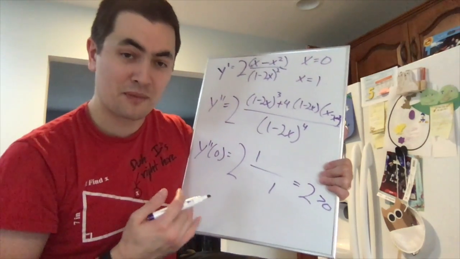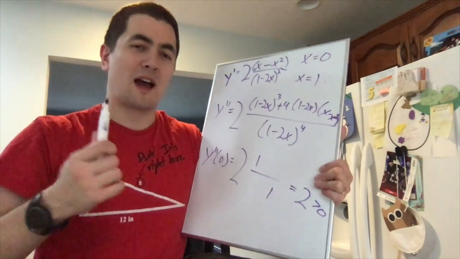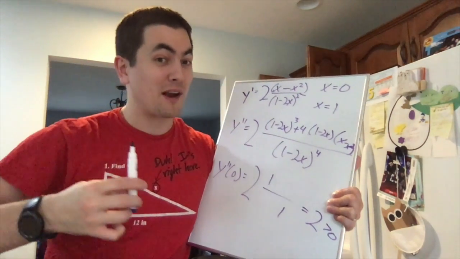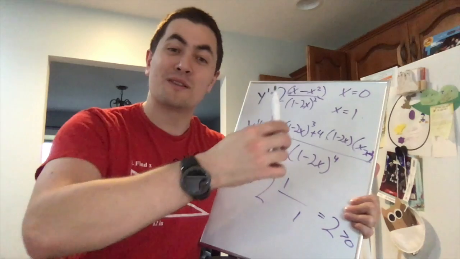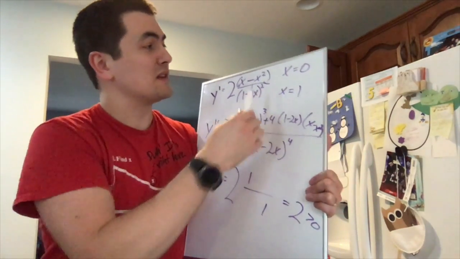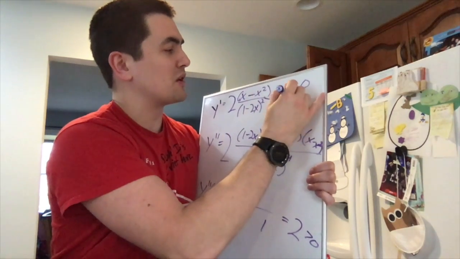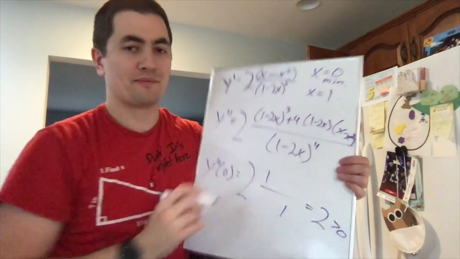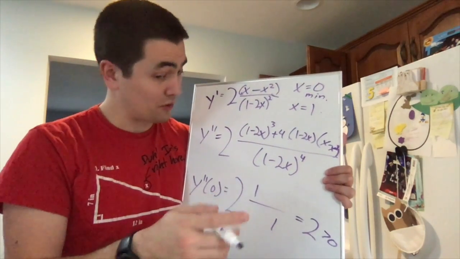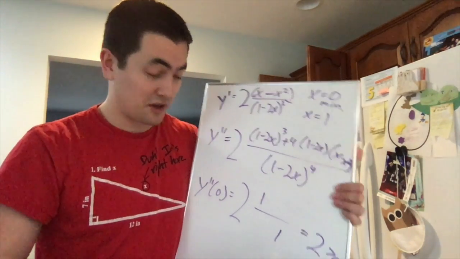What does that mean? That means that, well, I'm trying to accelerate upwards, meaning I'm trying to get away from the black hole. I'm accelerating upwards. I actually form a little bit of a minimum here. So in this case, x equals 0 actually makes a minimum. Right? Because when you plug a 0 into y double prime, it's greater than 0, which means it's going to carve out a minimum.